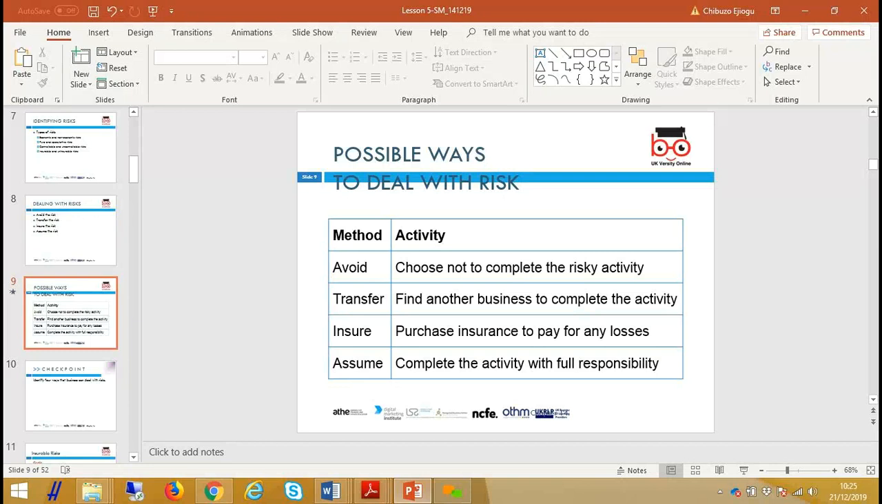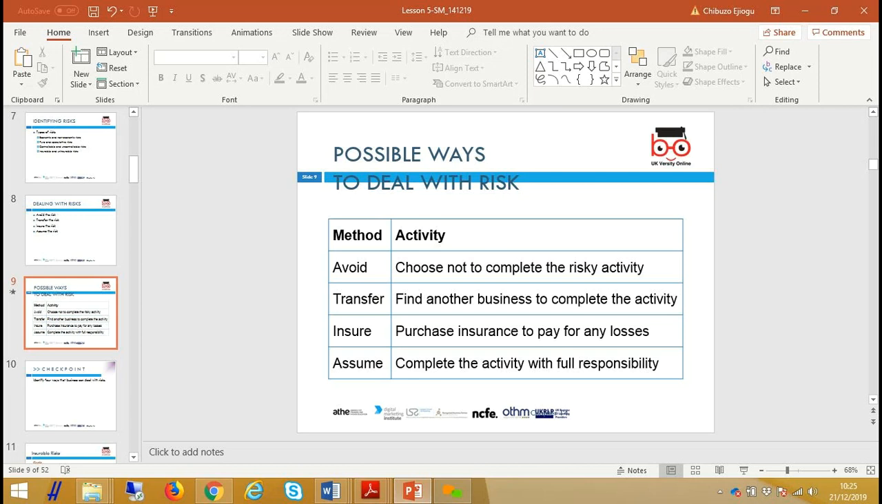Another way of managing risk is to transfer the risk. So you can find another business to complete the activity or someone else to take the risk. In this case, we say we want to do this business, but we are not willing to take the risk. So for instance, that risky aspect, why don't we outsource it? And then we only have a contractual relationship with the outsource company. The outsource company bears the risk.